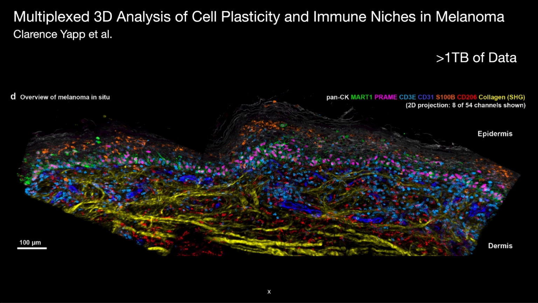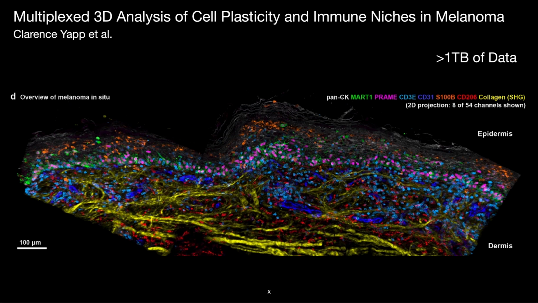In this example, you can see 8 of 54 channels that represent proteins within the tissue. The proteins tell you about functions of individual cells that you can spot here in this image. And furthermore, we can also see larger structures, like collagen fibers in yellow. Within a certain area of this skin, we can see cancer cells in green, and then we can also see immune reactions in turquoise and in violet.